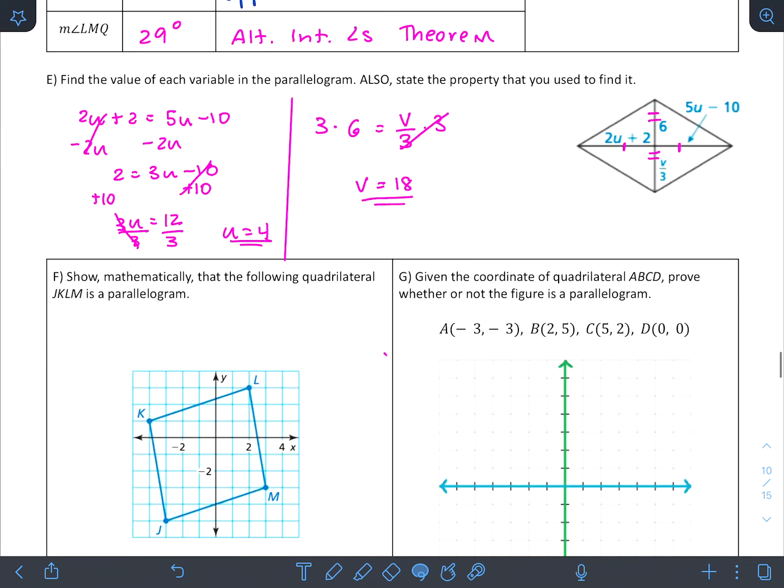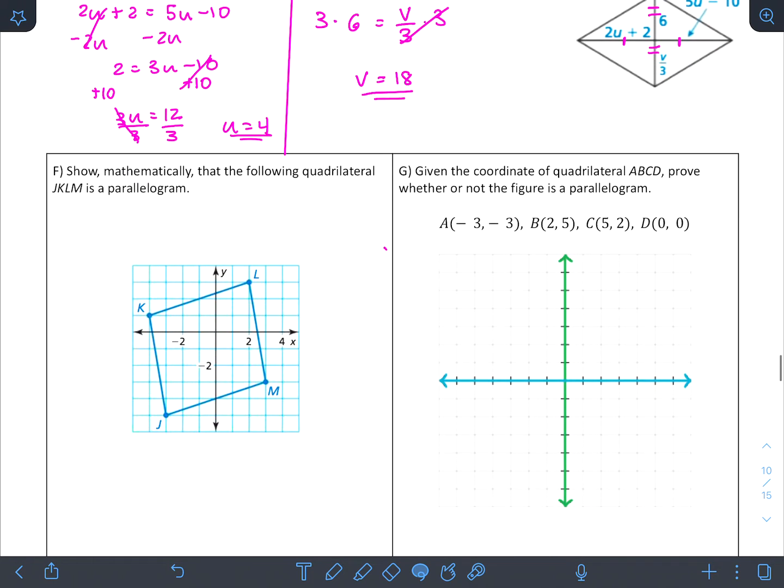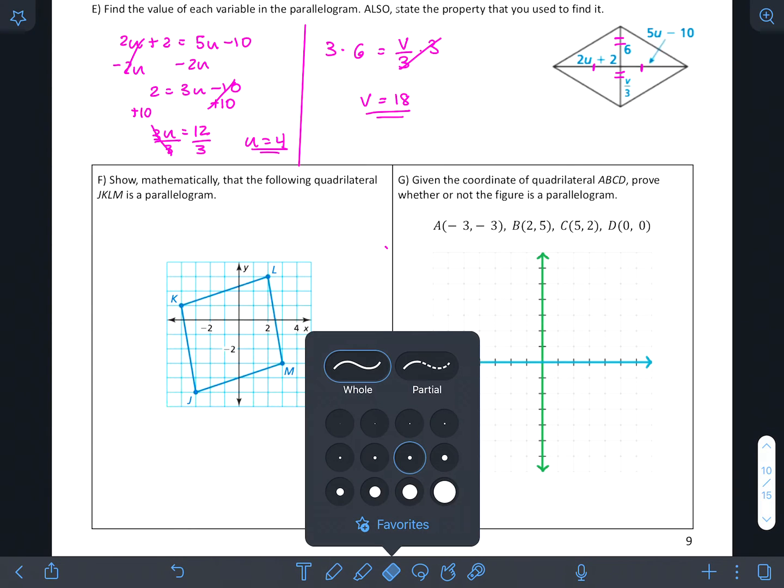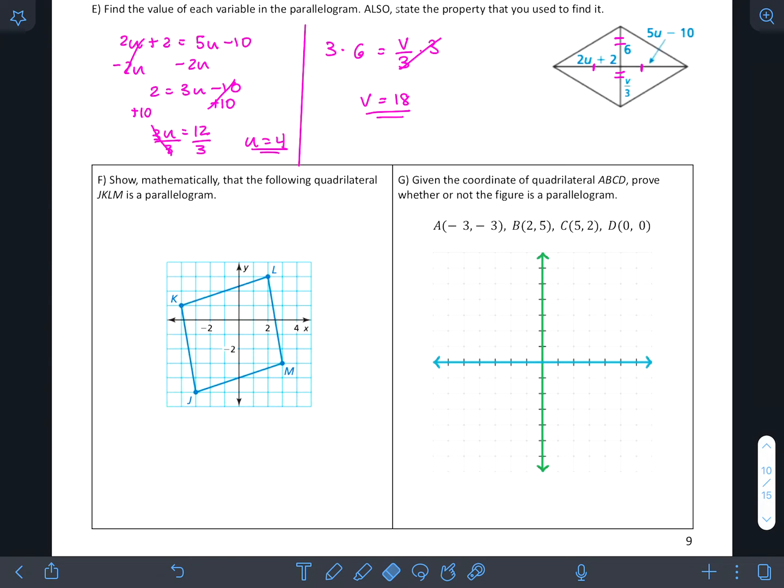All right, now the last thing that we are going to be talking about today is proving if you have a parallelogram on a coordinate plane. And I'm going to be honest with you guys, I like the first example. The second example is not as good, and I'll tell you why in a bit. But what we're going to be doing is trying to figure out, looking at this parallelogram, it seems like it's a parallelogram, but we're not entirely sure. How can we prove it mathematically?